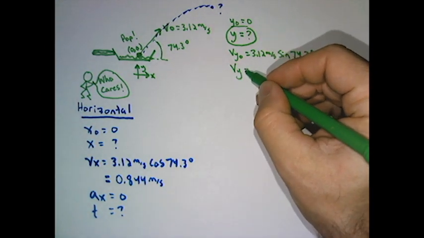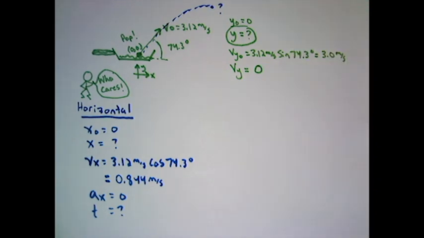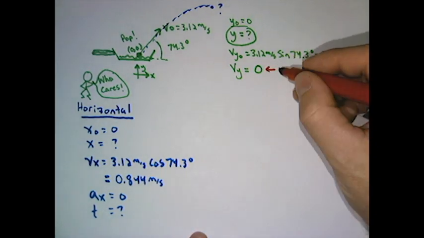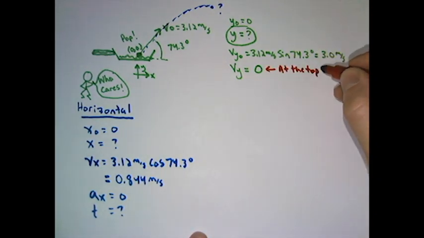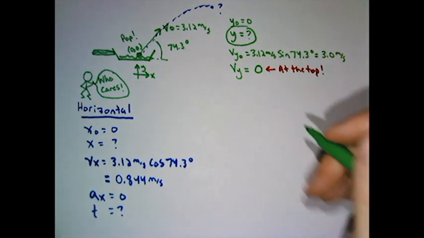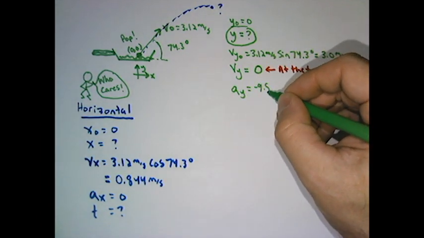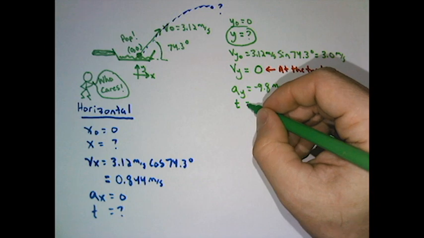At the very top of its flight, it's at rest. The vertical velocity is zero. Even though it may still be moving horizontally, it has no vertical velocity at the peak. Vertical acceleration, that of gravity, and time I don't know.